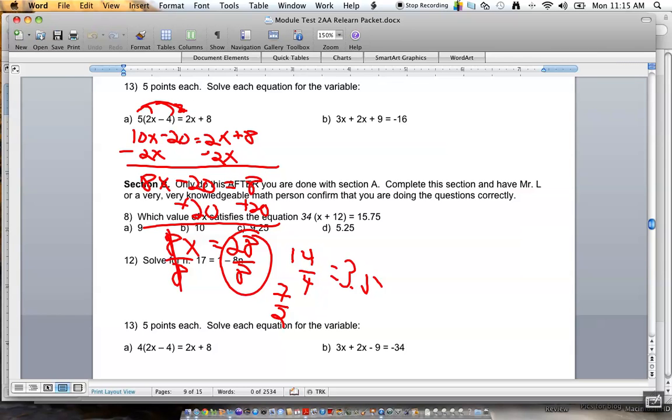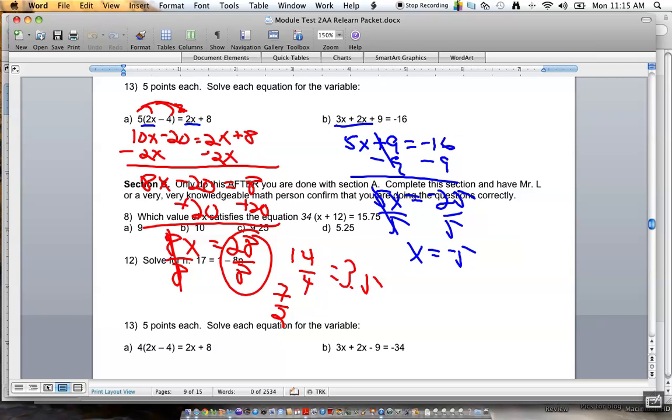Now letter B, what I'm looking to do, as on number C, I wanted you to recognize the x's were on opposite sides. Here I want you to see they're on the same side. Same side, same operation. 5x plus 9 is negative 16. Minus 9 on both sides. 5x is negative 25, dividing by 5, x is negative 5.